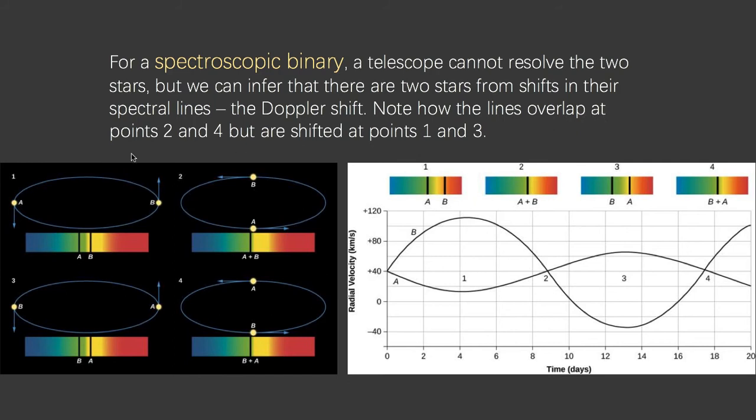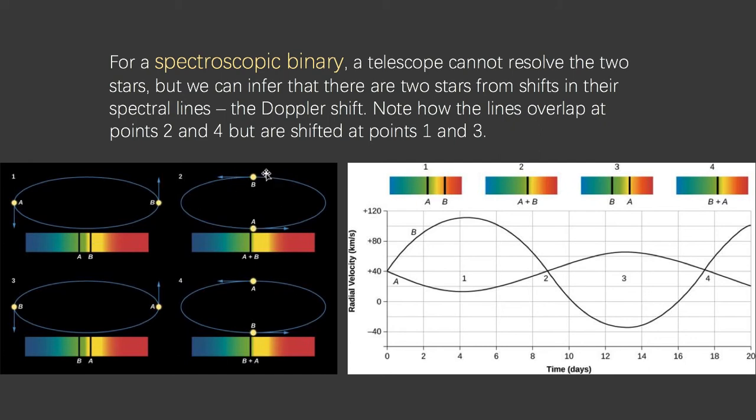They overlap at points 2 and 4, shifted at points 1 and 3. So let's look at these 4 different diagrams. So in diagram 1, A is coming towards you, B is going away from you. So the line for A is shifted to the left. It's blue shifted because it's coming towards you. B is going away, so it's red shifted.